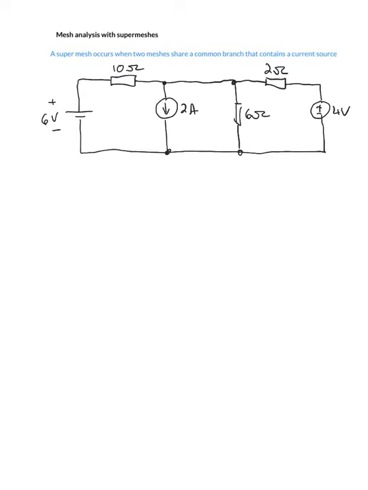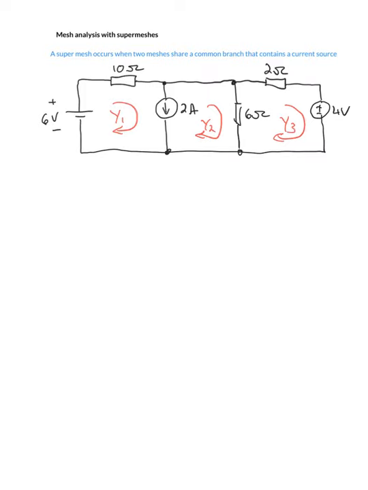You get a supermesh when two meshes next to each other share a common branch that contains a current source. In this circuit there are three meshes. Let's define mesh current. So we'll define a mesh current here called Y1, a mesh current here called Y2, and a mesh current here called Y3.